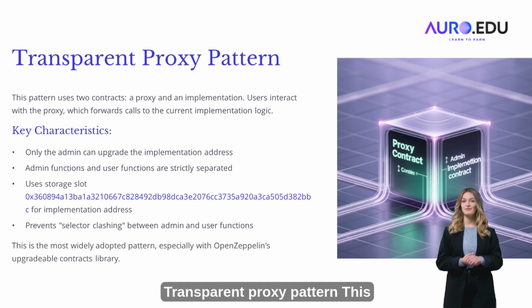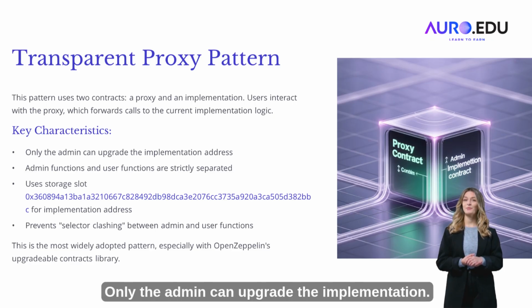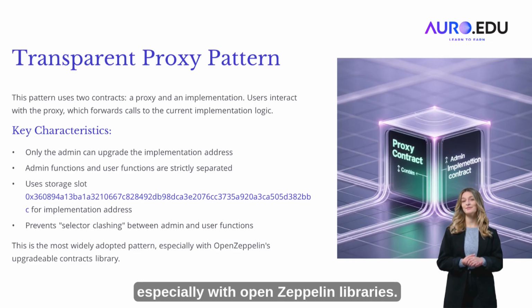Transparent proxy pattern. This pattern uses two contracts, proxy and implementation. Users interact with the proxy, which forwards calls to logic. Only the admin can upgrade the implementation. This prevents users from misusing upgrades. Transparent proxy is the most widely adopted pattern, especially with OpenZeppelin libraries.